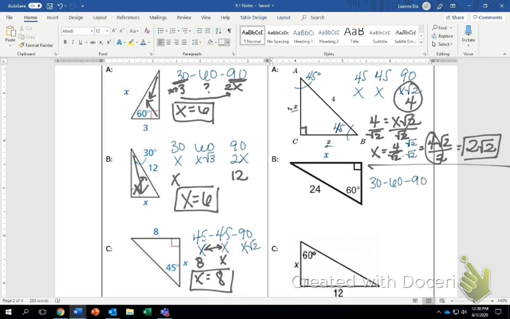All right, my relationship between that is x times the square root of 3, and then 2x. All right, so across from the 60 is what I'm looking for. I don't know what this is, I'll just leave it blank for now. All right, and then across from my 90, I have 24.